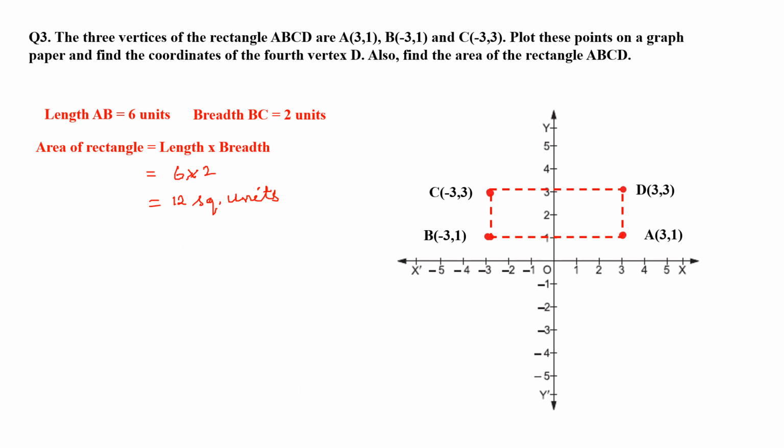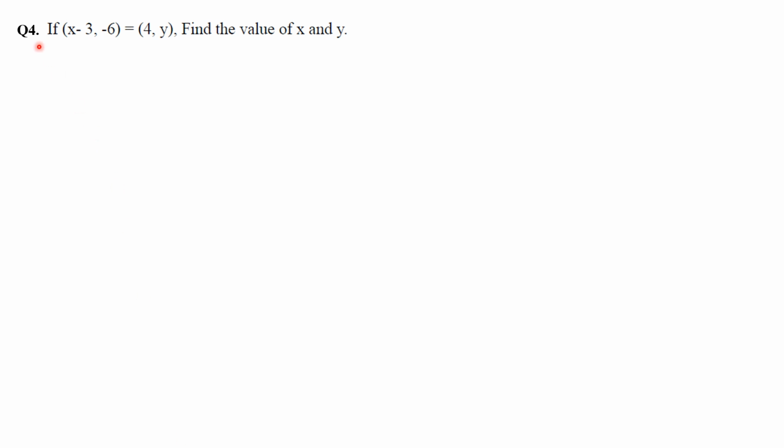Now moving to question number 4. If (x - 3, -6) is equal to (4, y), find the value of x and y. Now here both the coordinates will be equal only if their x coordinates are equal and their y coordinates are equal. So let's do that. It means their x coordinates are equal, and x coordinate here is x minus 3 and here is 4. So both must be equal. Okay, so now the value of x will be, transposing minus 3 to RHS, it will become 4 plus 3, which is 7.